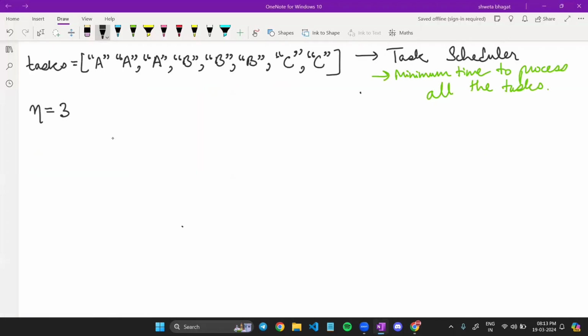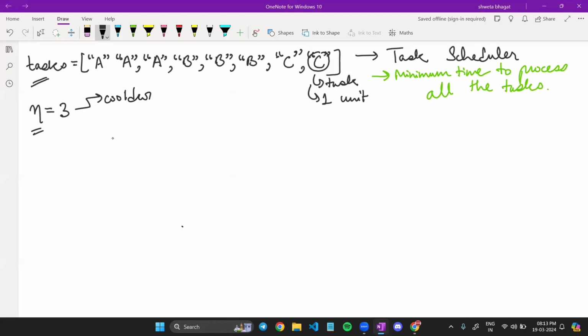According to the problem statement, we have been given an array of strings such that each element of this array represents a task that needs to be processed by the CPU. Each of these tasks takes 1 unit of time for its completion. And we have been given another integer variable n, which represents the cooldown period.